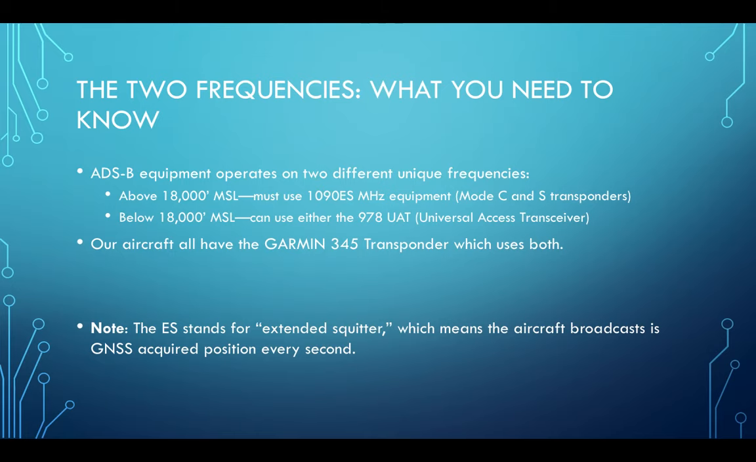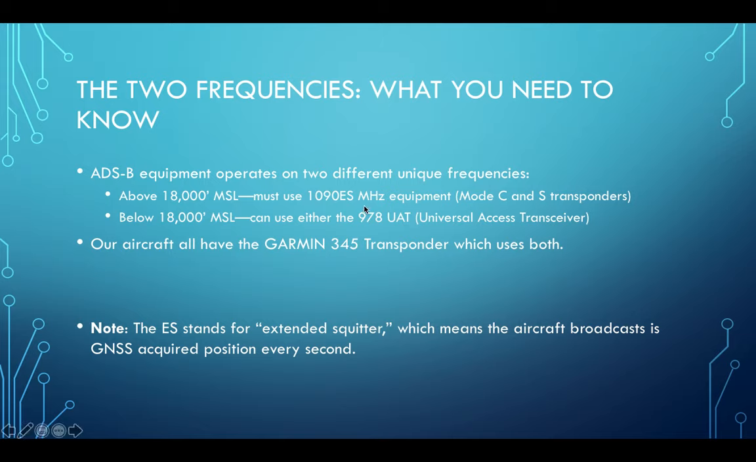There are some questions that you may get on Prepware that have to do with the two different frequencies that ADSB operates on. What you really need to know is, generally speaking, if you're operating above 18,000 feet MSL, you're on the 1090 megahertz equipment. The ES there, like what we talked about in class, is the extended squitter, which means that the aircraft broadcasts its position every second rather than waiting to be cued by an ATC-based radar signal. This is what's going to be associated with your Mode C and Mode S transponders, like what we have. Below 18,000 feet, you can use either.